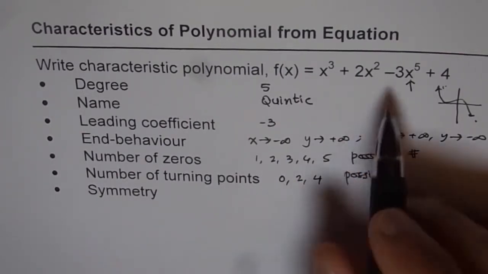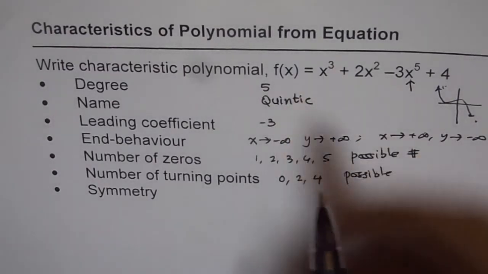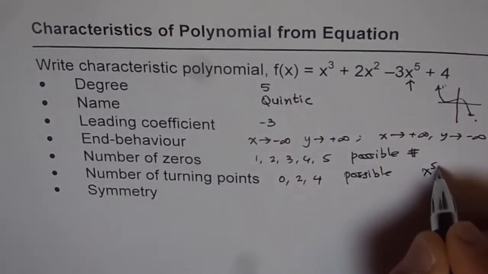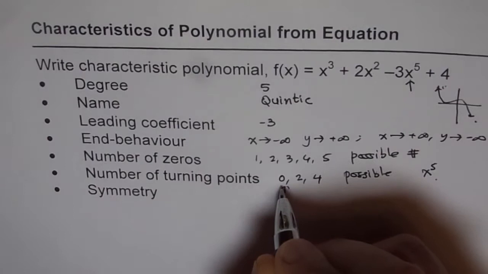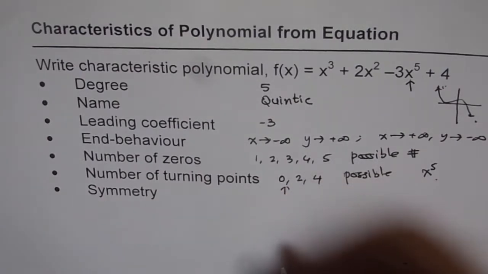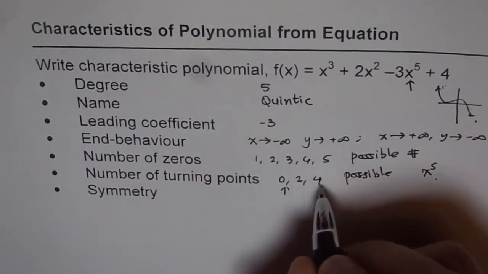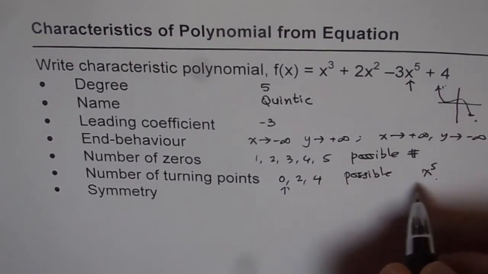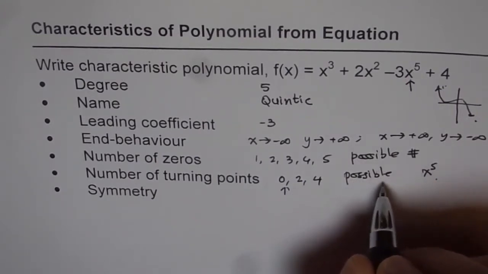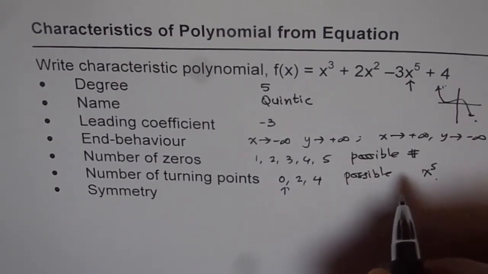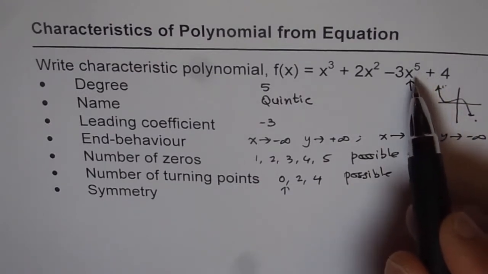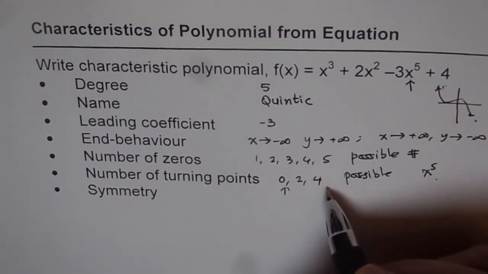Definitely it is not 0 since it is not x to the power of 5. X to the power of 5 will have 0, right? So 0 is not really the answer here. It could be 2 or 4. We're not sure about. So we'll just write 0, 2, and 4 are all possible turning points. Note, odd degree polynomials will have even number of turning points.